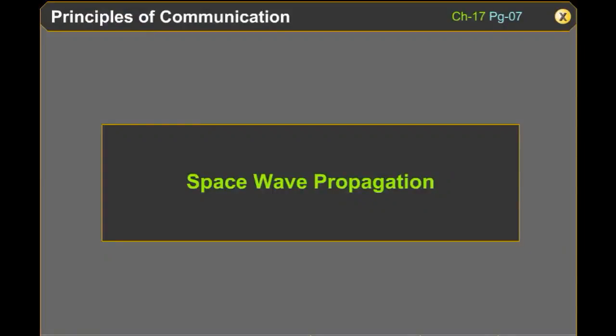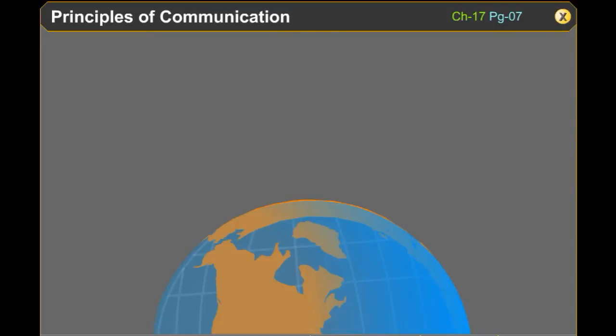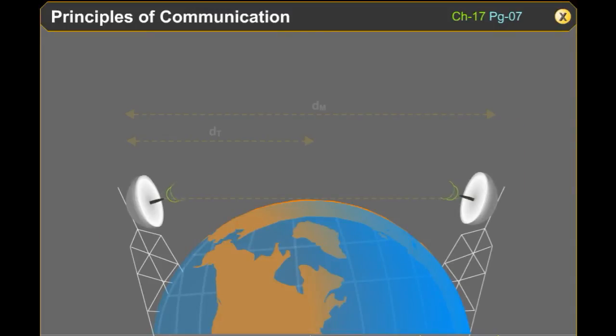Space wave propagation. If the frequency of the radio wave is greater than 54 MHz, then these waves cannot travel along the surface of Earth as they get absorbed by the Earth. The communication through space wave between transmitter and receiver is limited to the line of sight path. The line of sight path is limited by the line of sight distance and the curvature of the Earth.